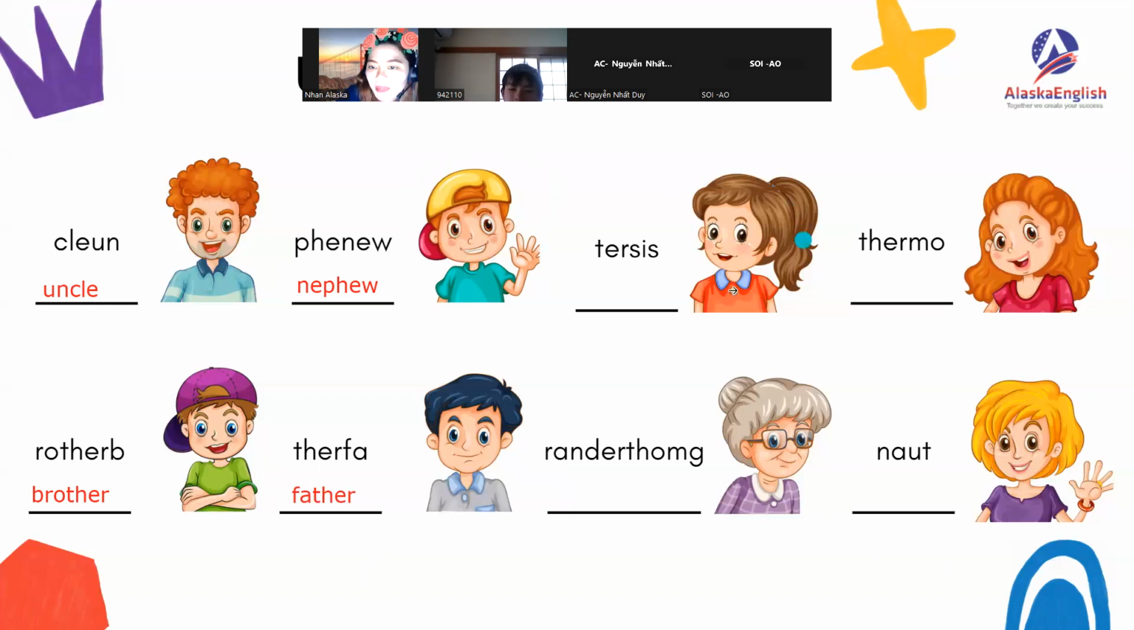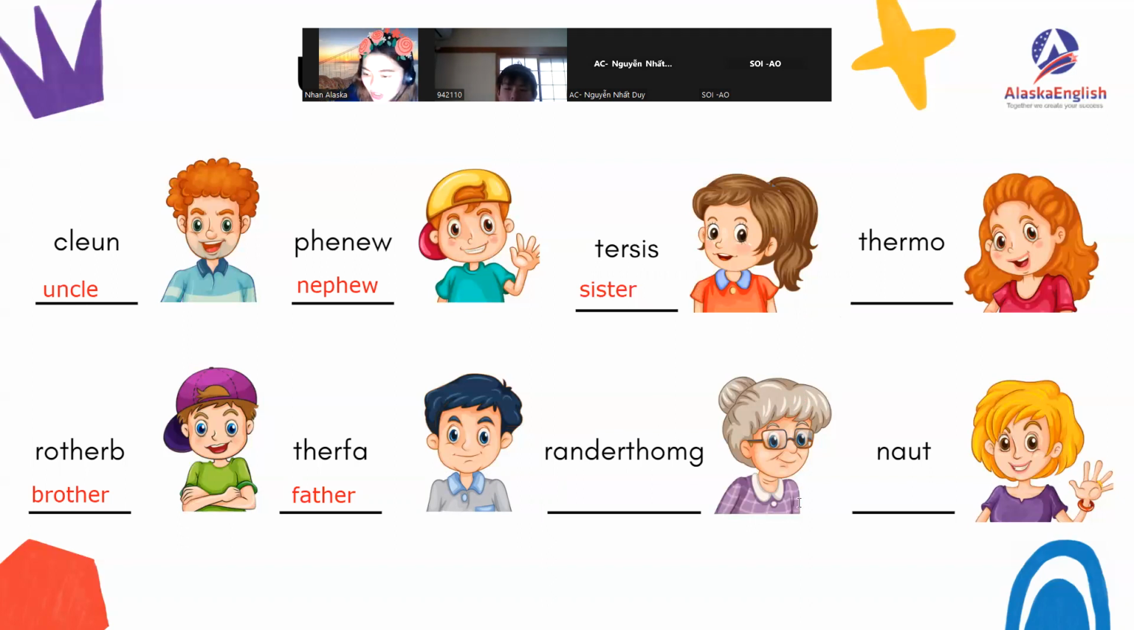Next one. Who do we have right here? Who is she? Mother? Unscramble the word. Sister. Okay, and now, how do you spell sister? S-I-S-T-E-R. All right, there you go.